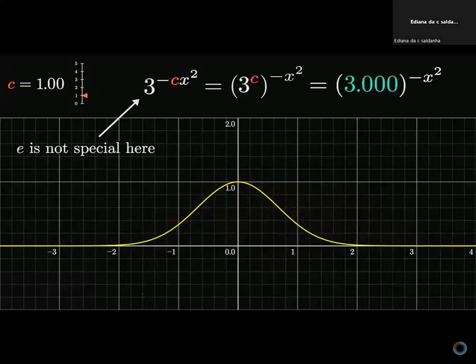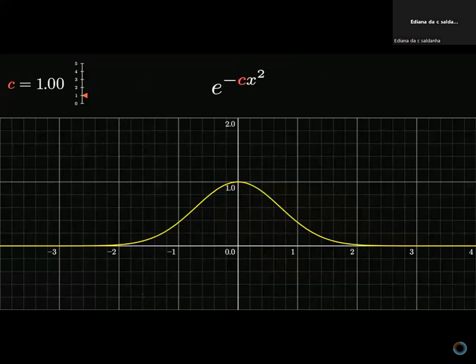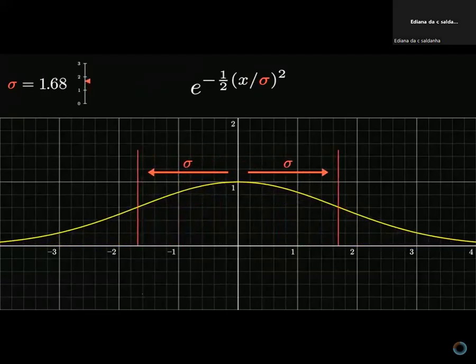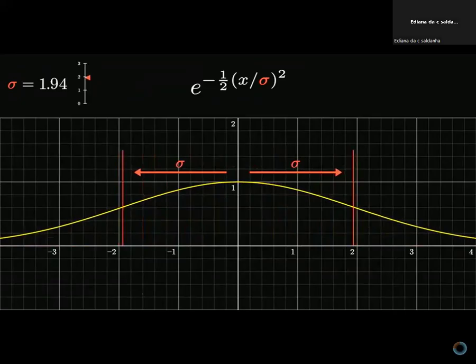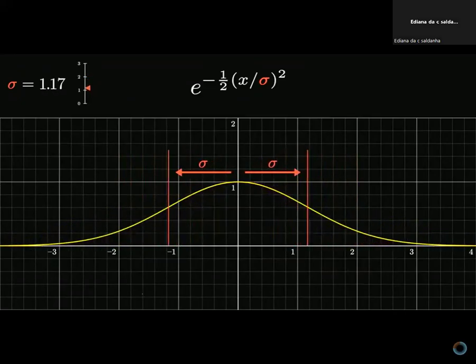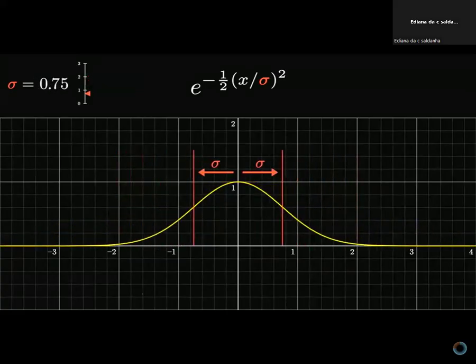The reason we use e is that it gives that constant a very readable meaning. Or rather, if we reconfigure things a little bit so that the exponent looks like negative 1/2 times x divided by a certain constant, which we'll suggestively call sigma squared, then once we turn this into a probability distribution, that constant sigma will be the standard deviation of that distribution. And that's very nice.